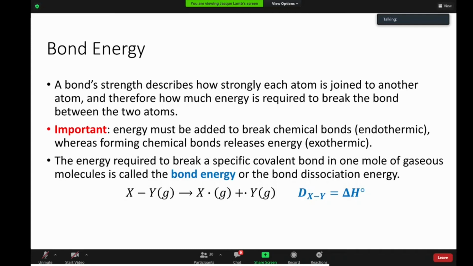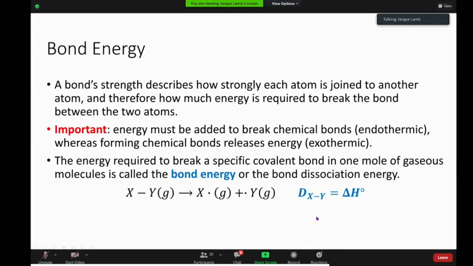Overall reactions are either exothermic or endothermic, depending upon whether breaking the bonds in the reactants requires more energy than you get back in forming the new bonds in the products. That determines whether the overall reaction is endothermic or exothermic. But it always is endothermic to break a bond and exothermic to form a bond. So we call that the bond energy. D is given as the symbol for the bond energy in a covalent molecule.